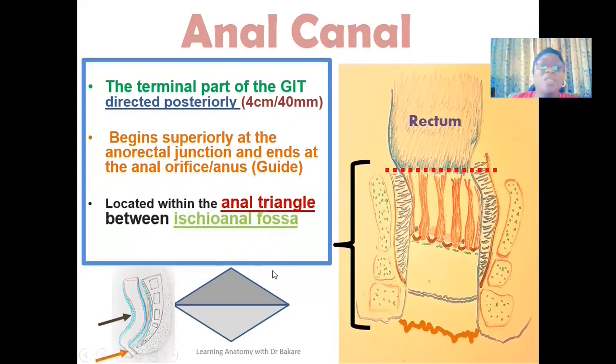The anal canal is located within the anal triangle, just as the name implies. Let's use this image here. Let's say this is the configuration of the perineum. We know that in the perineum, in the anterior part, we have the urogenital triangle. This is the urogenital triangle in the anterior part. Within the urogenital triangle, we have the urinary organs and also the genital organs. And posterior to the urogenital triangle, we have the anal triangle.